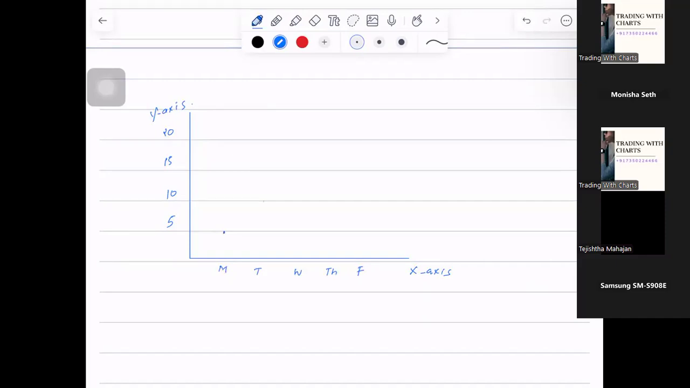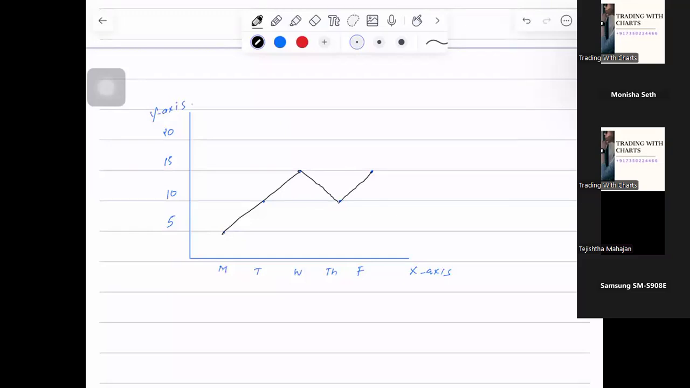Tuesday, let's say price closed at 10 rupees. Okay, Wednesday को let's say price बंद हुआ 15. Thursday again, let's say 10 rupees. Friday again, let's say 15 rupees. Now what we will do, we will connect all these closing points and you will get a line. Okay, this is called a line chart. This is how a line chart looks on a graph.